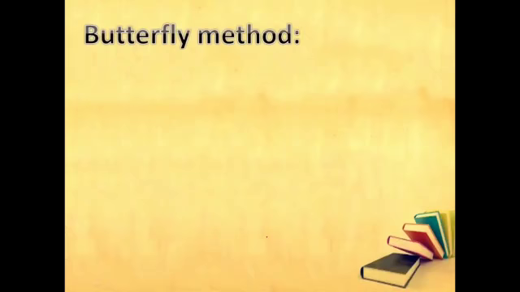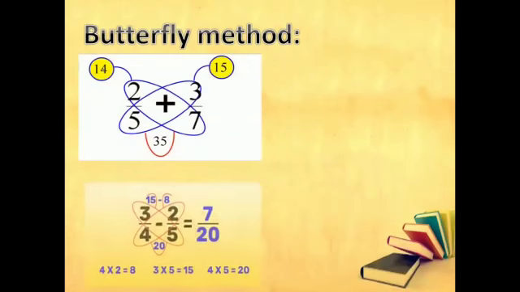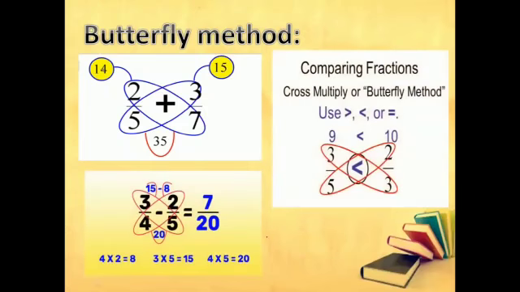This is the butterfly method, which is a very useful technique in math. When you do addition, subtraction and comparing of fractions, you can use the butterfly method. This method is very useful when the denominators are co-prime. Co-prime means their HCF is equal to 1. 5 and 7 have highest common factor 1. At that time this beautiful technique can be applied: 7 2s are 14, 5 3s are 15, 7 5s are 35.